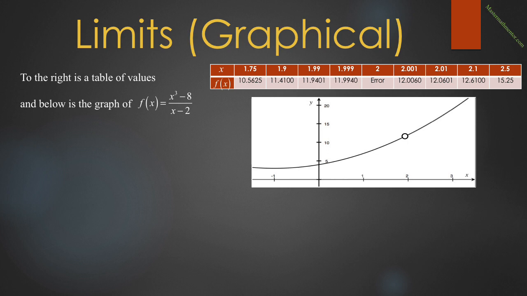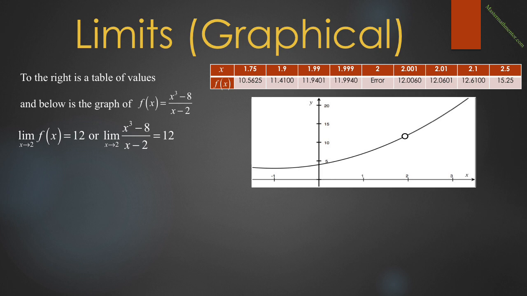It should be obvious that as x gets closer and closer to 2, the value of f of x becomes closer and closer to 12. Now, f of x never actually equals 12, it just gets close to it. This is the essence of the concept of a limit. We say the limit of f of x as x approaches 2 equals 12.